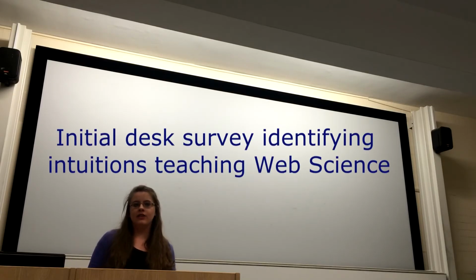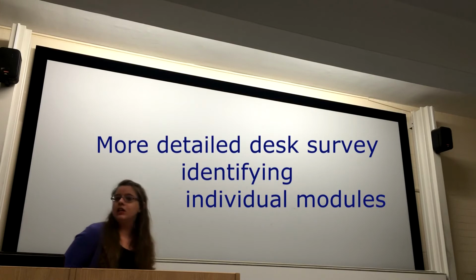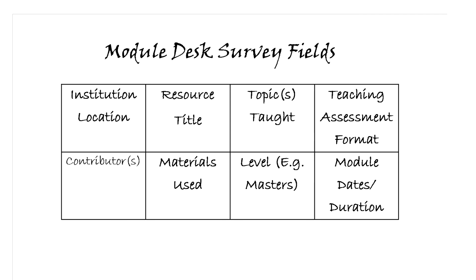My research began with a simple desk survey identifying institutions across the world which teach a web science or related program. I then expanded this to include individual modules for each program. The module desk survey includes the following fields: institution location, resource title, topics taught, teaching assessment format, contributors, materials used, level, for example, masters, module dates and duration.